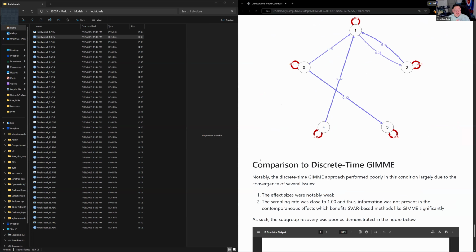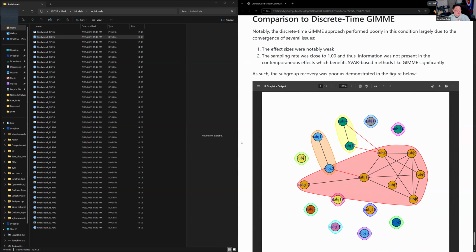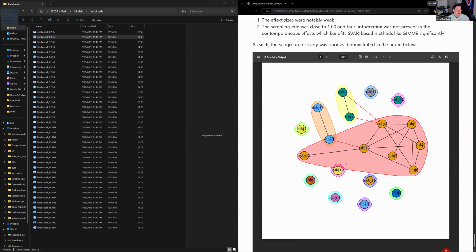To compare this to the discrete time GIMME, this is the discrete time GIMME subgroup output for this particular case. We can see here that subgrouping GIMME in the discrete time framework with 200 time points at a sampling rate of about 1 unit in time was not able to successfully recover the subgroups. By contrast, if I had sampled this much slower, GIMME would do much better because of how information propagates into the contemporaneous effects. But the point that we're trying to drive home is that we probably want our subgroup quality to be relatively stable. We want to tap into the continuous aspect of similarity as opposed to the sampling rate dependent definition of similarity, maybe.